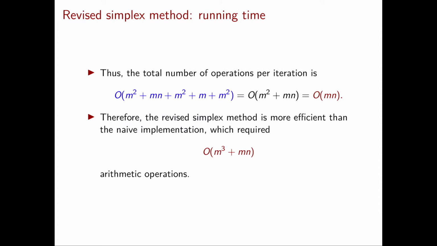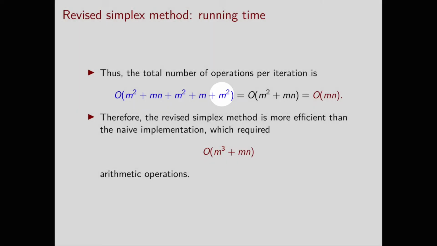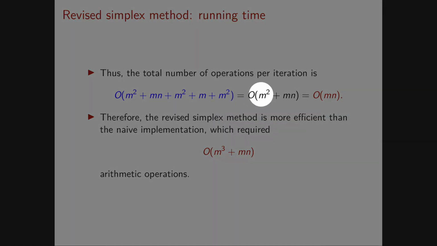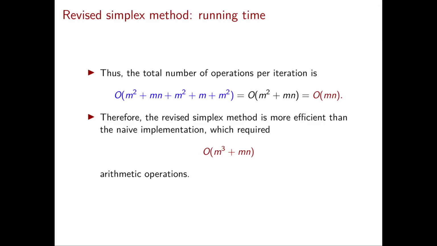So for the revised simplex method, the running time is big O of m squared to obtain the vector p, plus mn to obtain the reduced costs, plus m squared to obtain the vector u, plus m to obtain theta star, and plus m squared to obtain the matrix B bar inverse. This simply is big O of m squared plus mn, which is what I promised you we would have obtained.